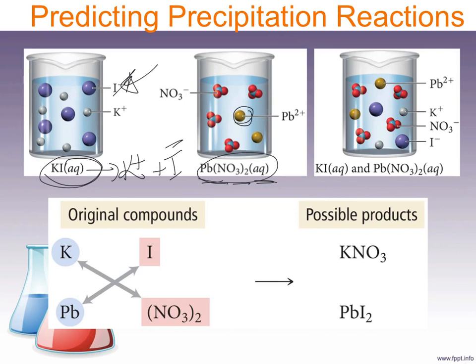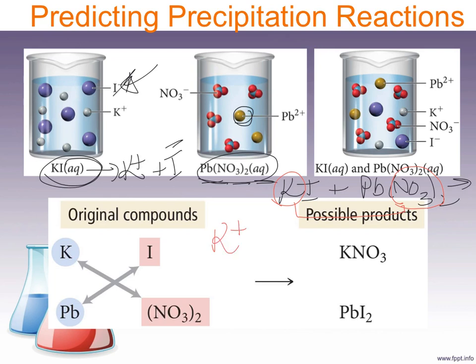And so what are your potential products? Okay, so far we have potassium iodide reacting or mixed with lead nitrate. Okay, now remember, combine the outer ions, so you're combining potassium and nitrate, and you want to crisscross charges.